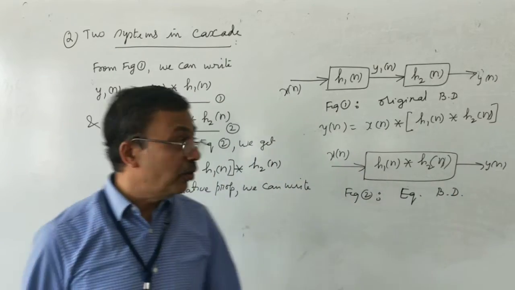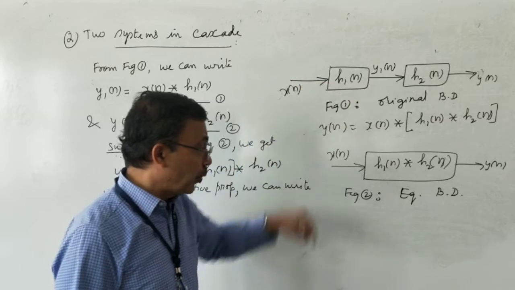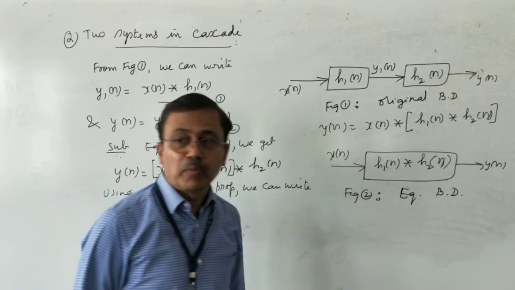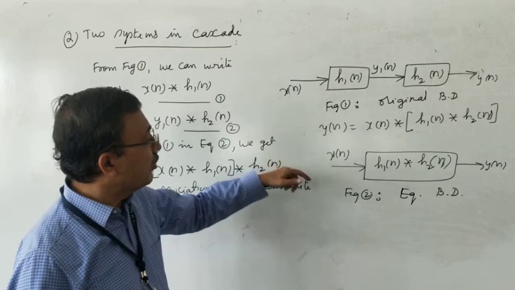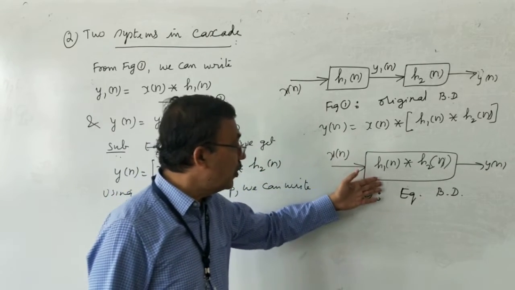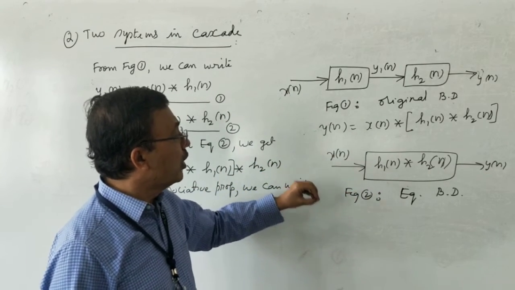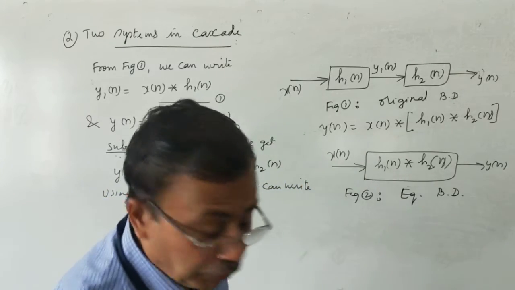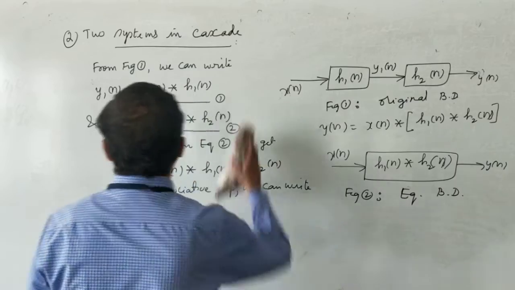So I want to summarize. If you have two blocks in parallel, you will add the impulse responses. If you have two blocks in cascade, you will convolute the impulse responses. Even though this derivation is done for a discrete time system, it is applicable even for continuous time LTI systems. Now we do few problems based on this concept.